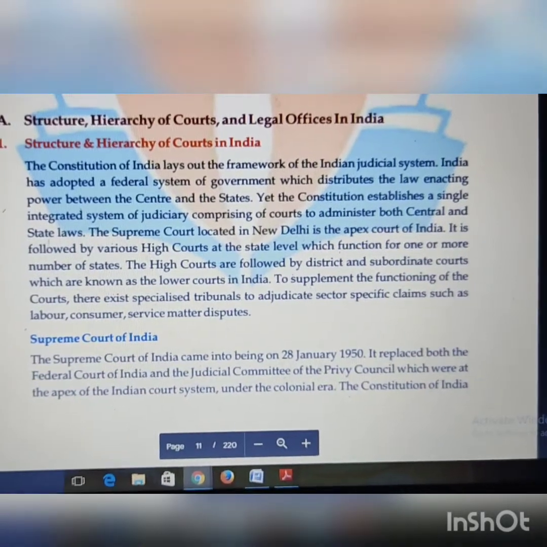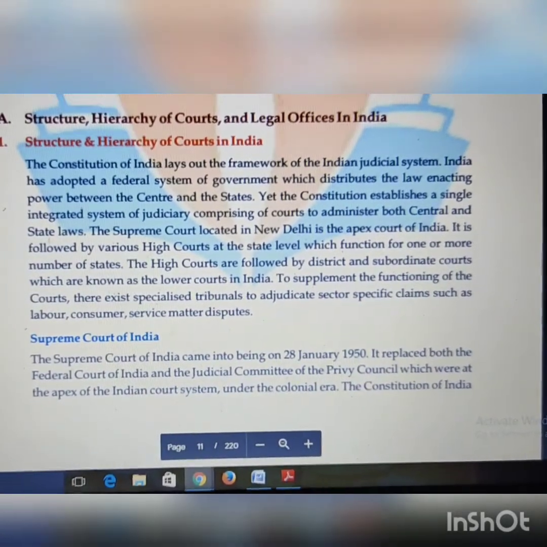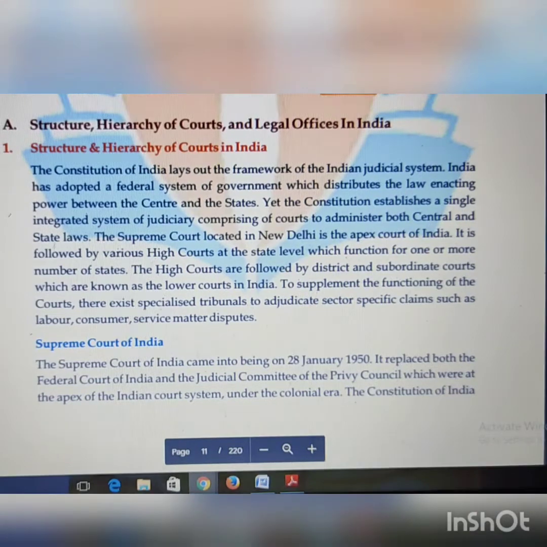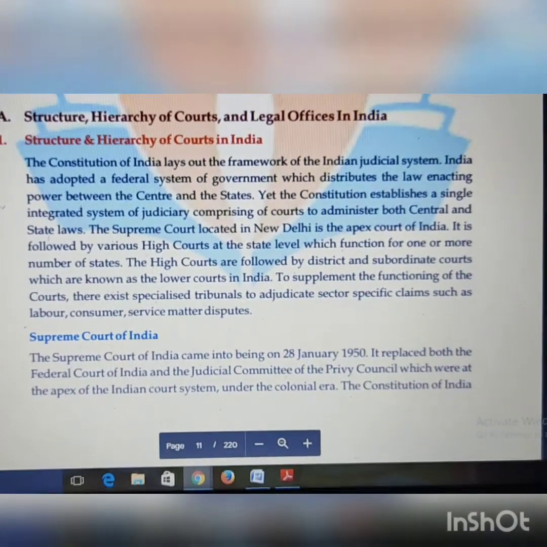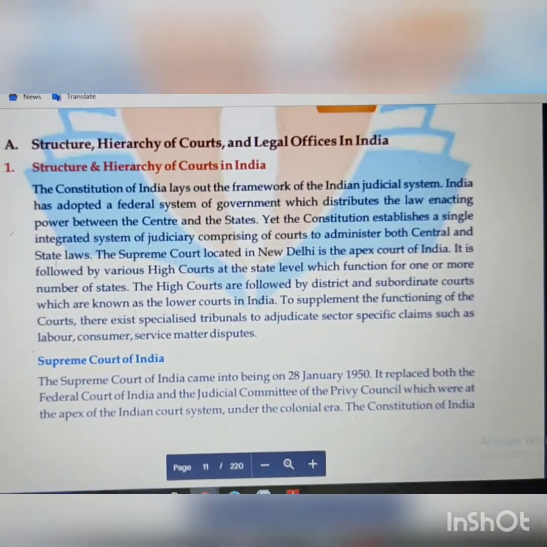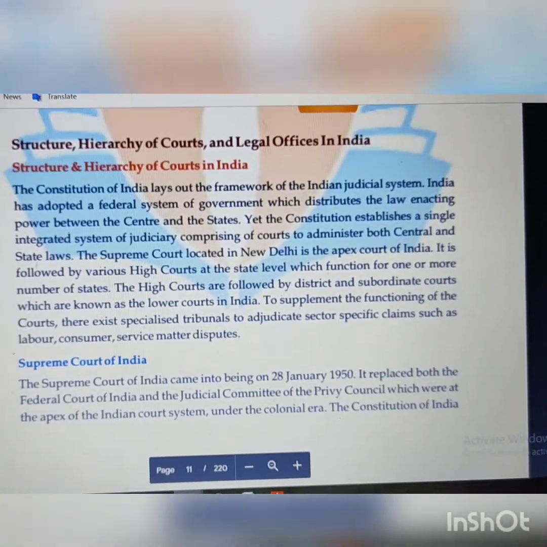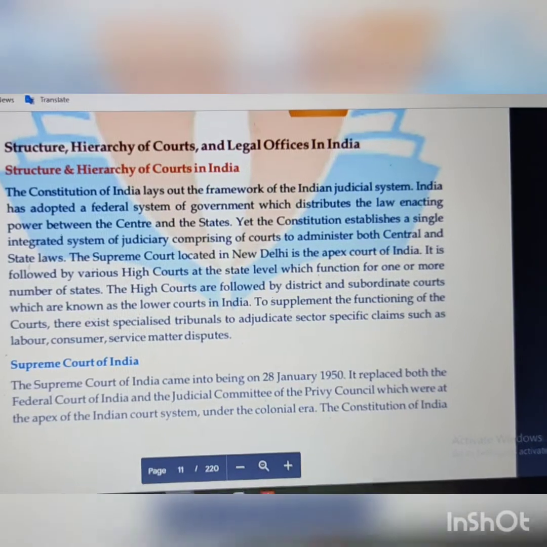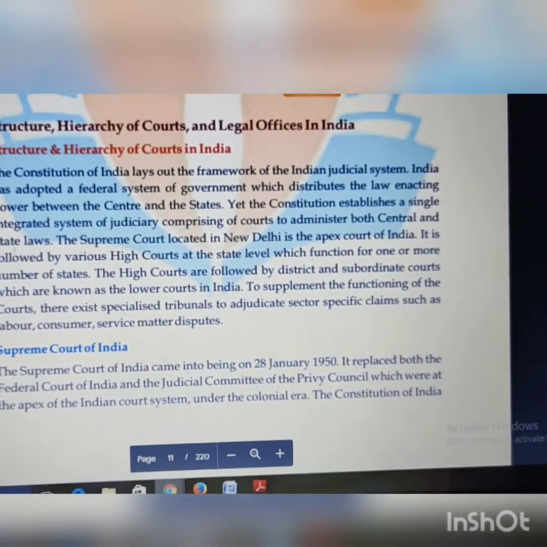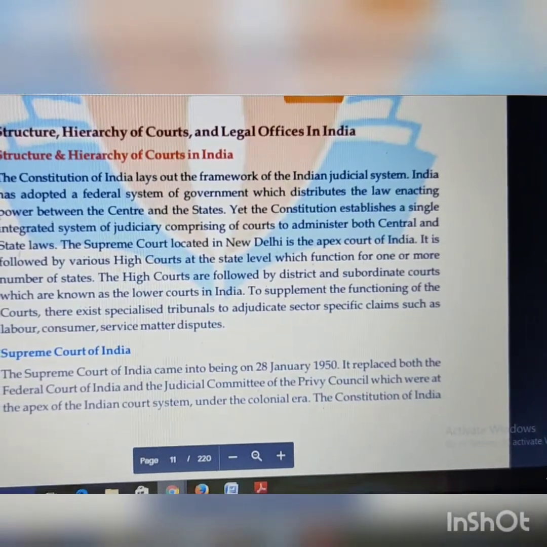There are two governments, at the center and at the state. But if you talk about judiciary, then the whole judiciary is considered as one. Why? Because of appellate courts. Appellate courts means if you are not satisfied by the High Court, you go to the Supreme Court, right? So this whole is one system, considered as one unit only.